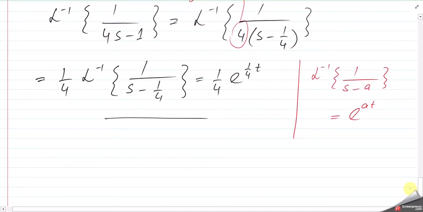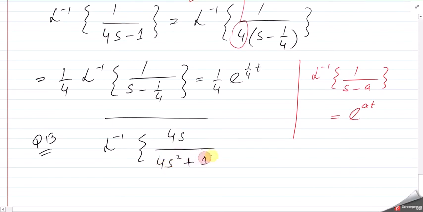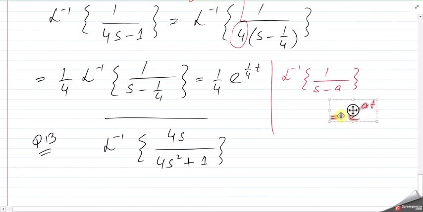Let's solve another kind of similar problem. Question number 13. Laplace inverse of 4s over 4s square plus 1. The closest match in the formulas, let me move this one a little bit here so that we can make up some space. Yeah, that's better.